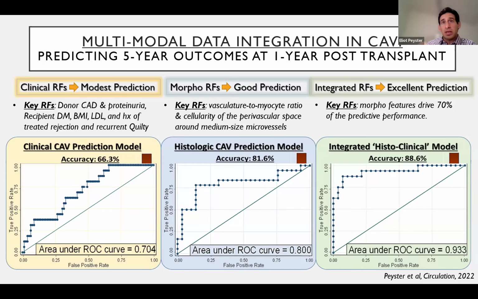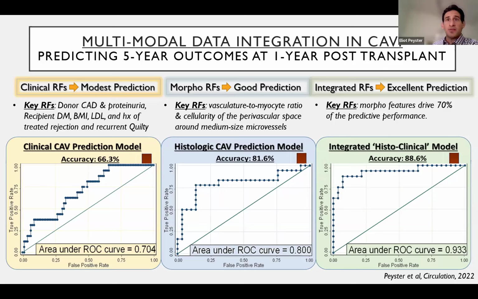The goal for each prediction model was to identify which patients would manifest overt high-grade CAV by the end of their 5th year after transplant, using only data available at the end of their 1st year post-transplant. As you can see, moving from left to right, the clinical model performs okay with an AUC of 0.7 and modest accuracy. The morphologic model definitely performs better, achieving a respectable AUC and accuracy of about 0.8. But it's really when we combine the predictive outputs that we produce our strongest model, which achieves an AUC of 0.93 and nearly 90% accuracy.